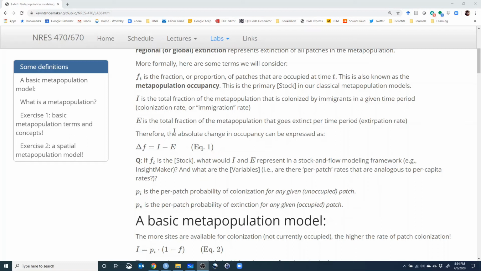I don't like that term because I like to think of immigration as actually individuals immigrating from another patch. It's not a patch becoming colonized. So I like to use the term colonization, but I keep the I because that's what Gotelli uses. Big E is the total fraction of the metapopulation that goes extinct per time period. All right, that can be called the extirpation or extinction rate.